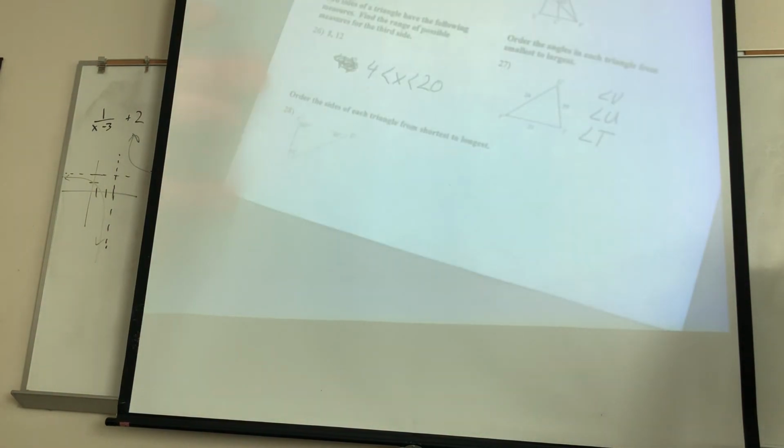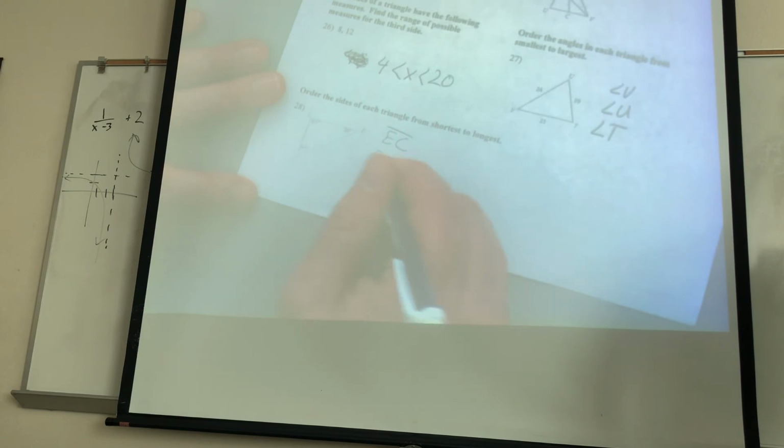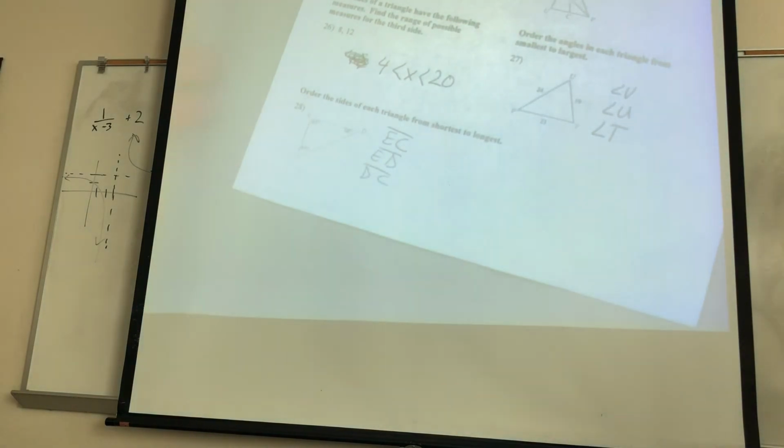Same thing down here with the next one. When it gives us the angles in order, across from this 38 is side EC. That's the smallest one. Across from this 51 is going to be ED. And then the combination of letters we haven't used yet, DC, is going to be my biggest side because it's across from the biggest angle.